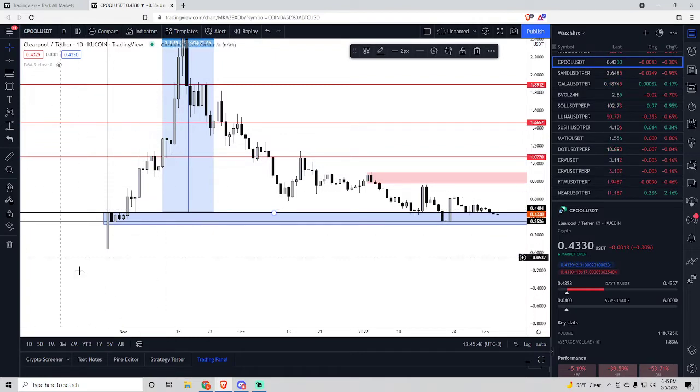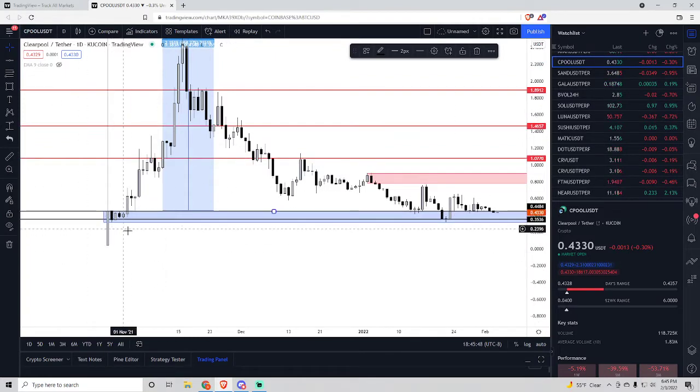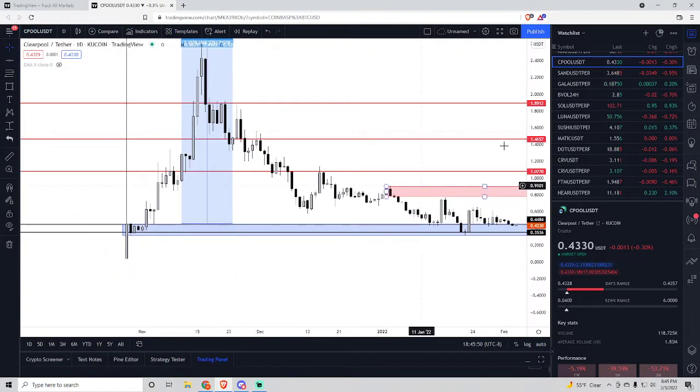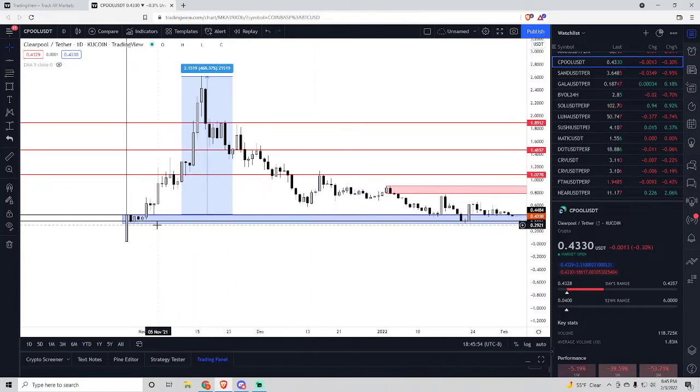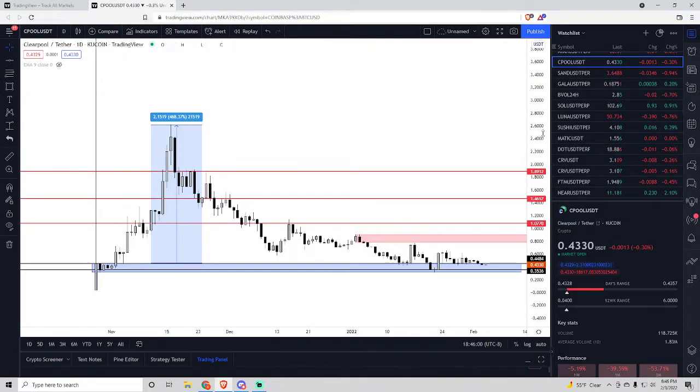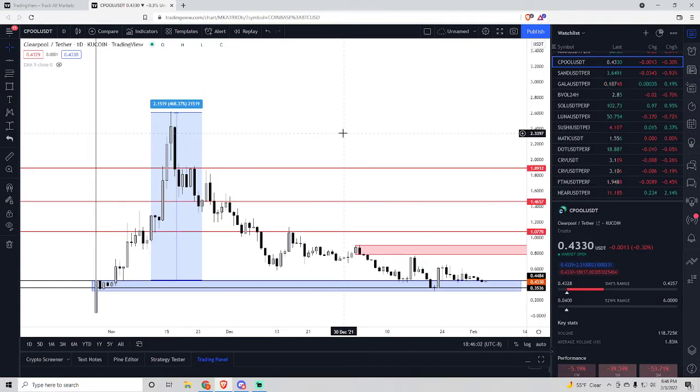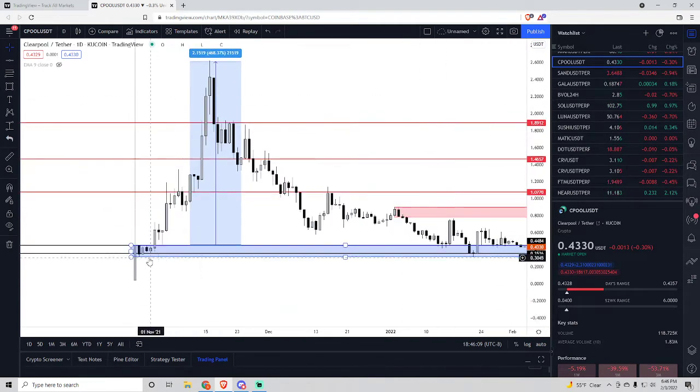So I'm looking for those two things, confluence with support and demand. Here is an example of a tap of this demand zone and then a huge boost up. Now, when I look for demand zones, how do I know a demand zone has been fulfilled and is no longer a demand zone? In order for that to be fulfilled, you are looking for a 50% fill of this zone.